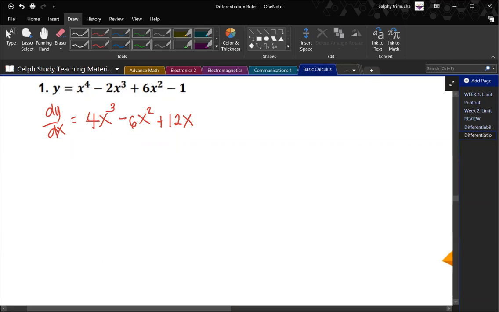So, take note nga pwede ka mo kagamit sang notation nga dy over dx, pero pwede man ka mo kagamit sang y prime. Any lang sa daring pagsulat, so pwede lang na siya. So, this now will be aton nga final answer.